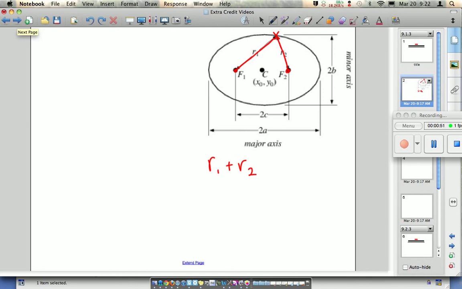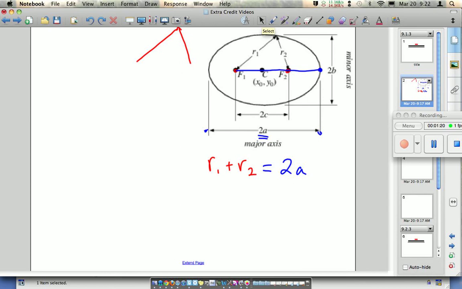Now, let's take a look a little bit further at this picture to make a little bit more sense of what's going on here. We also want to notice that the distance of R1 plus R2 will always equal 2a. And here's why that works. Let's pick a point that's exactly in line here. Because remember, we know that the major axis is 2a, because we can see in this picture the distance from end to end is 2a.